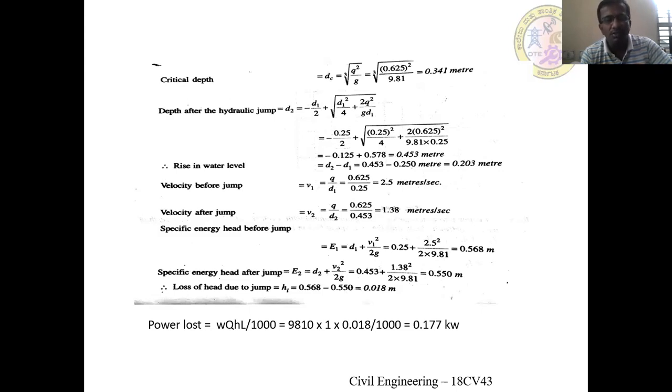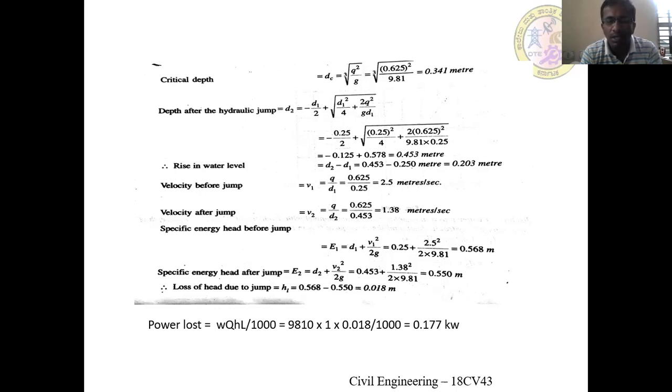The formula used to find yc, the critical depth in specific energy, equals the cube root of q square by g, small q square by g. From that, it is possible to find the critical depth for the given data. It is around 0.341 meter. What about the value of y1? y1 is 0.25. So yc is greater than y1, so a hydraulic jump occurs. This is the condition.